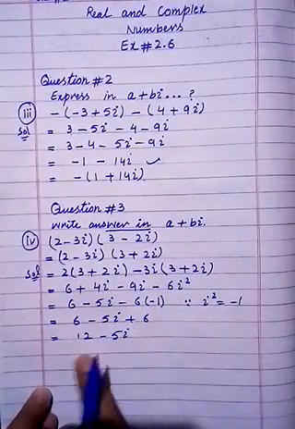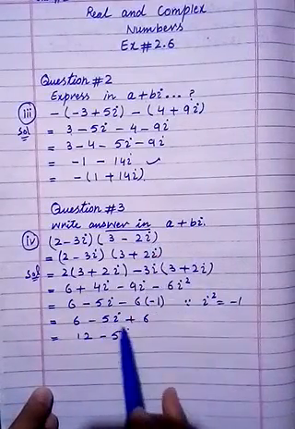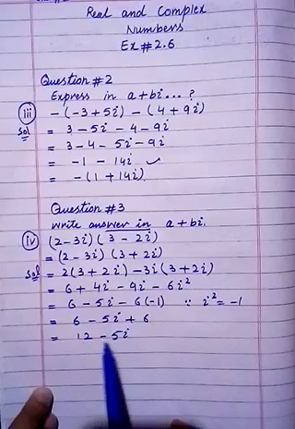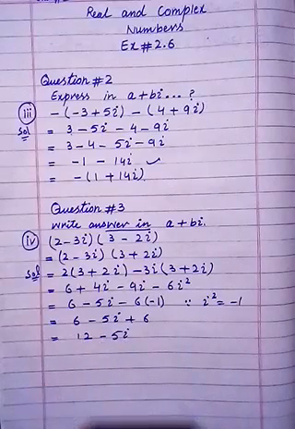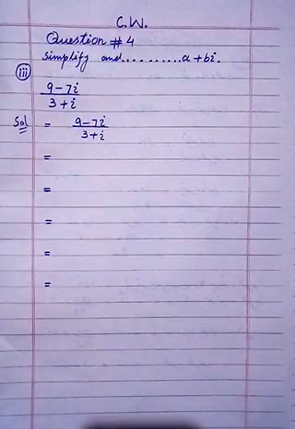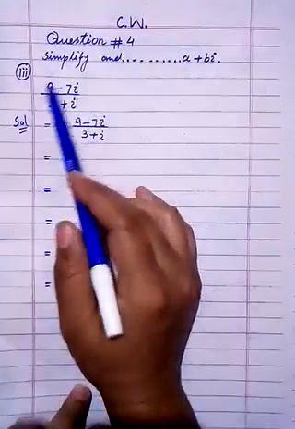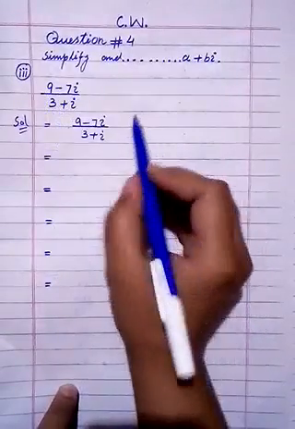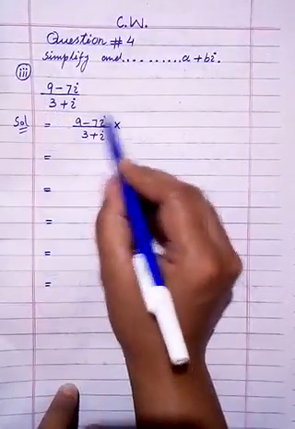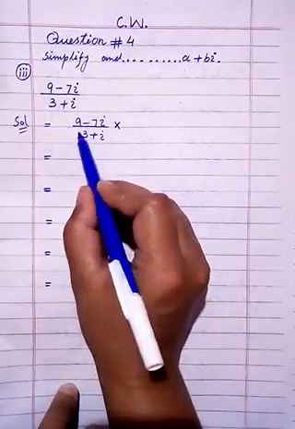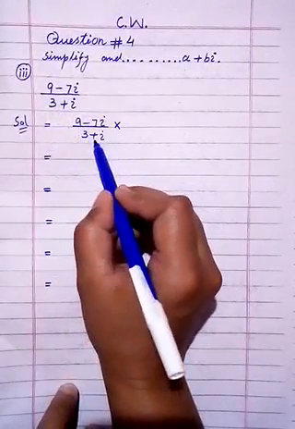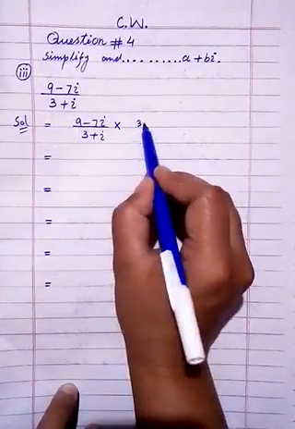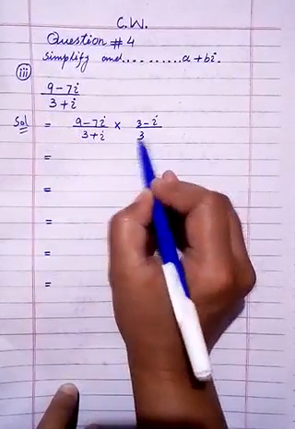That is the answer. You have to convert this question into the standard form of complex number a plus b iota or a minus b iota. Now let's see question number 4. Simplify and write your answer in the standard form of complex number like a plus b iota. Now check that this question is in fraction form. So first of all you have to remove the fraction. So multiply by its conjugate. Take the conjugate of the denominator. Its conjugate is 3 minus iota. So multiply and divide by its conjugate.